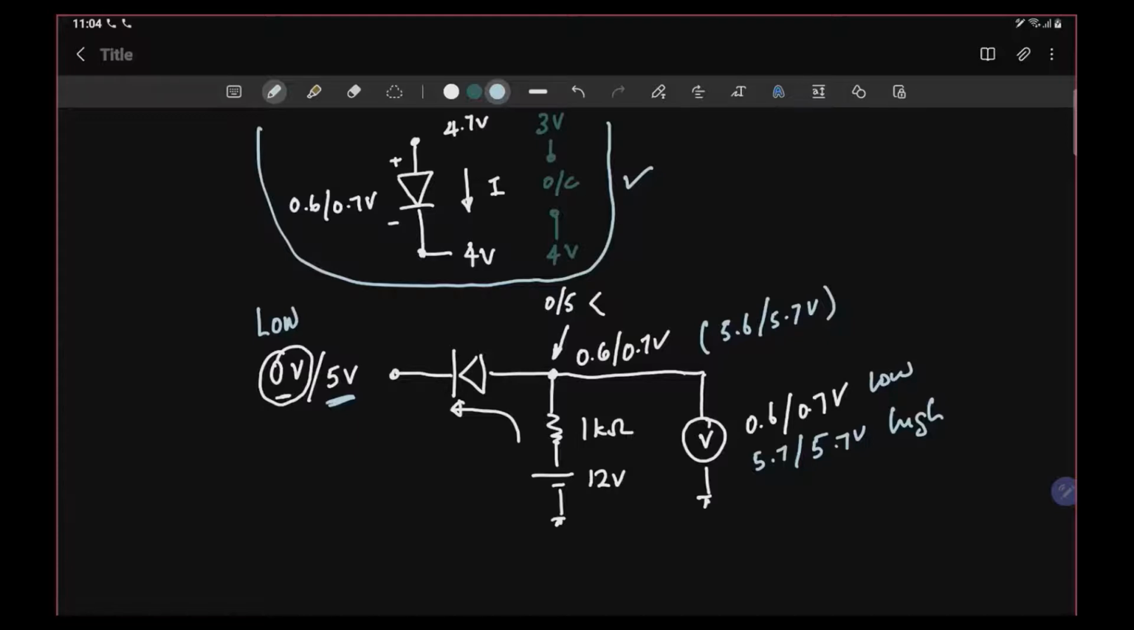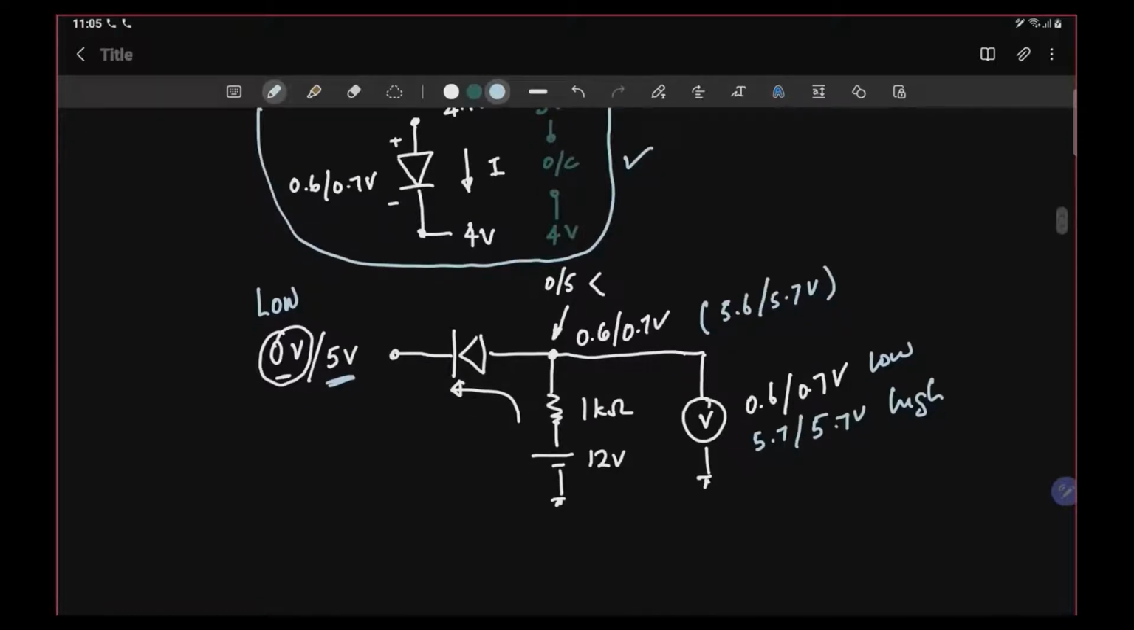So if you don't put a resistor, and you put a 12 volt directly to a diode, then the current will be very high, and then you might burn the diode itself. Okay, so the 1K resistor is to restrict the current based on Ohm's law. So that is the theory behind it.